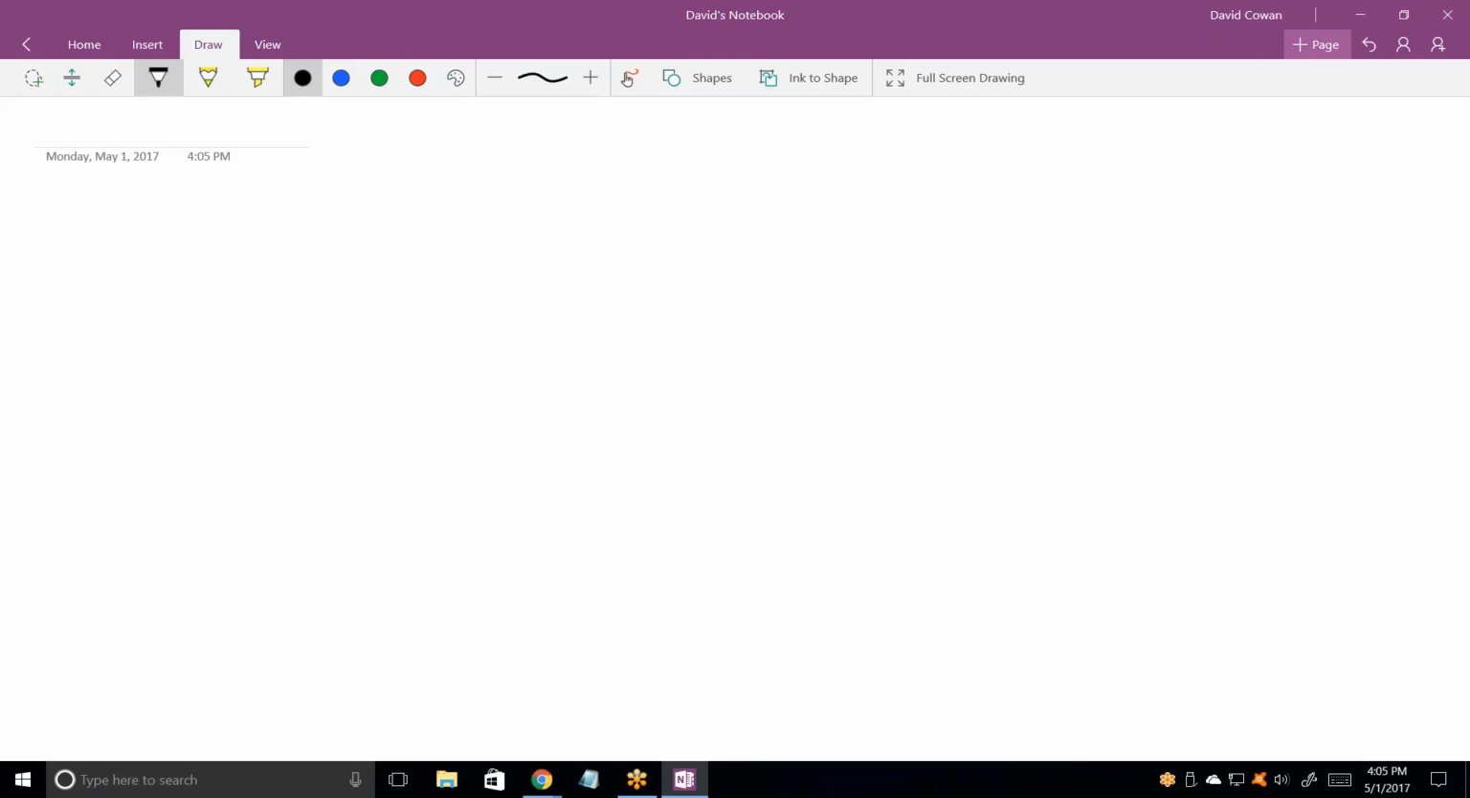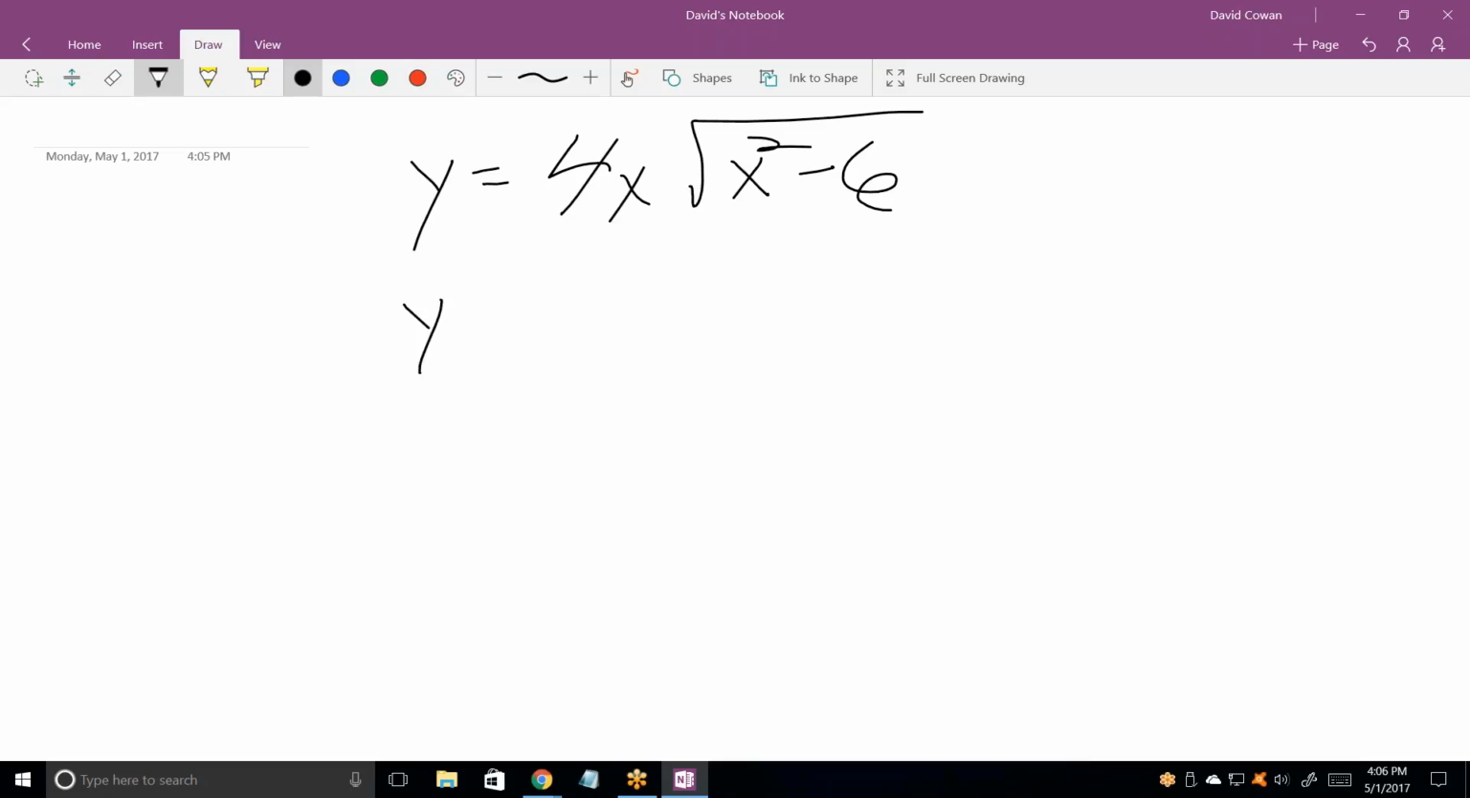Alrighty. So first one, here's a good example. It says find the derivative of each function, y equals 4x times the square root of x squared minus 6. Like that? Yes, sir. Okay. First of all, we see we have a product here, because I can't multiply 4x times the square root of x squared minus 6. So it's going to be the product of 4x, that function, times the other function.